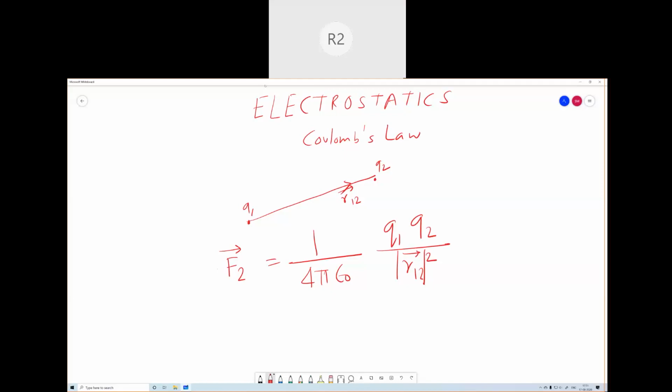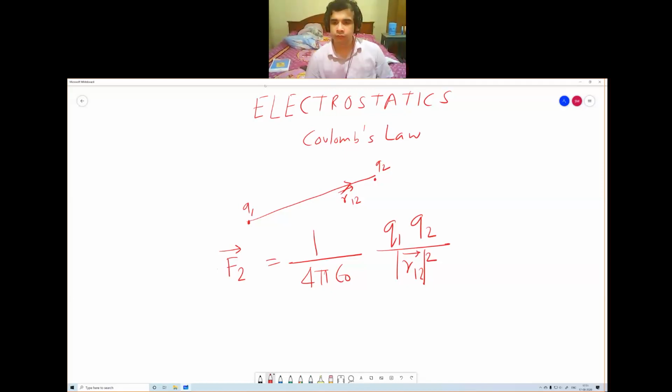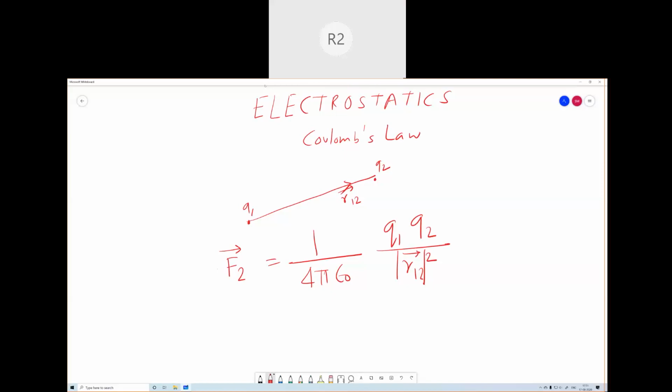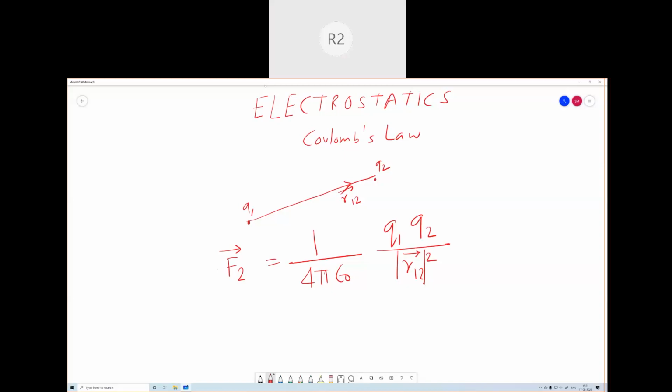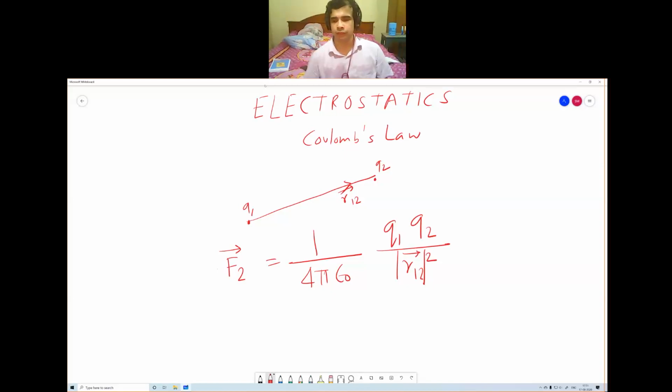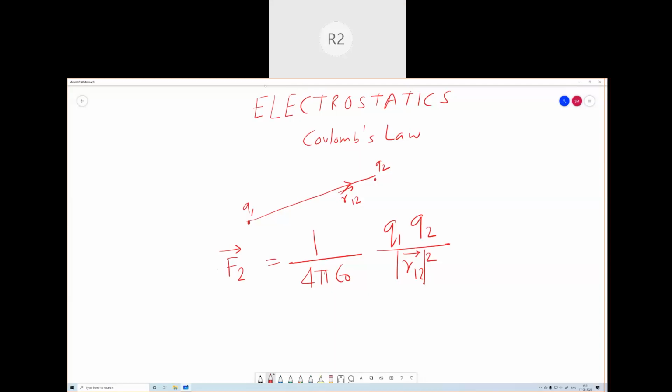Is force a scalar or a vector? Vector. Right hand side, is it a scalar or a vector? Left hand side is a vector. Scalar. So a vector cannot be equal to a scalar. That's what is wrong in the equation. So this equation is wrong.